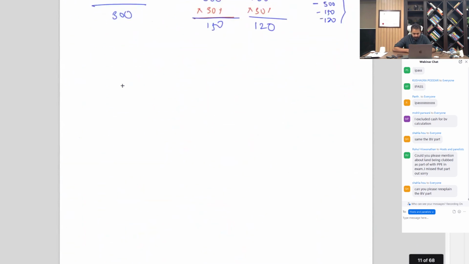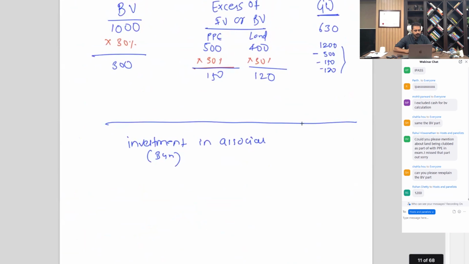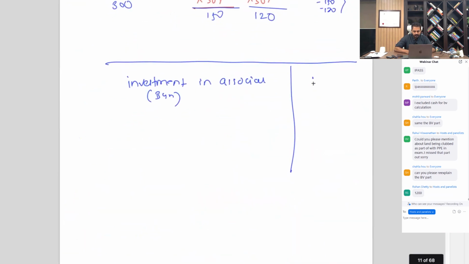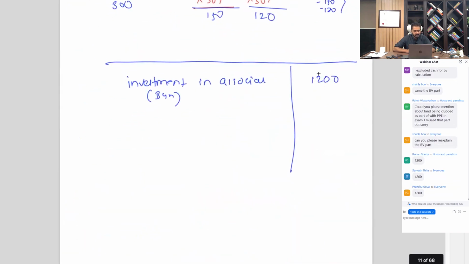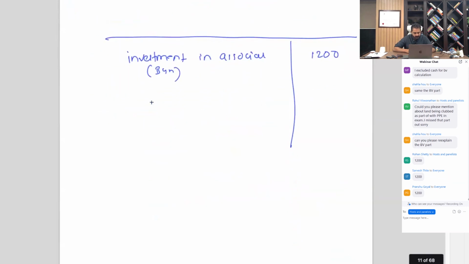All right, everyone, be with me now. Focus. Investment in associates, at the beginning of the year, that number is going to be on my balance sheet. How much? 1200, right? A single line item. Even though we have goodwill, do we write goodwill separately? No, right? We don't write goodwill separately.